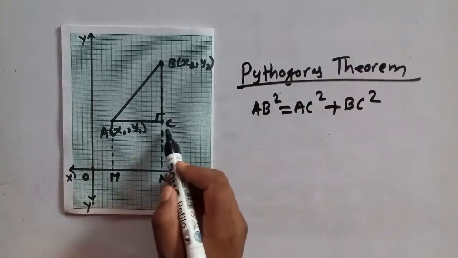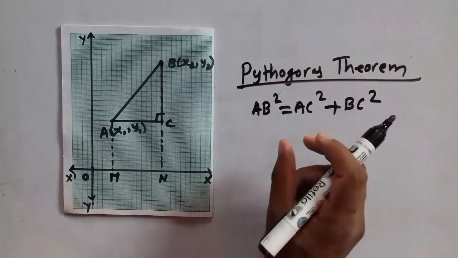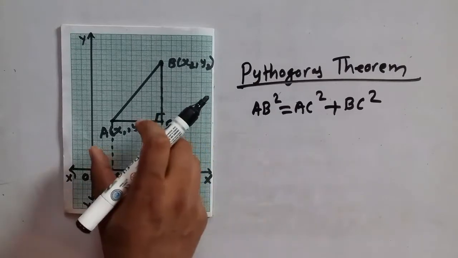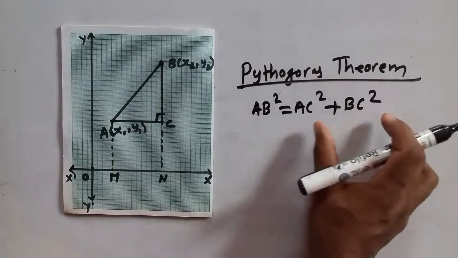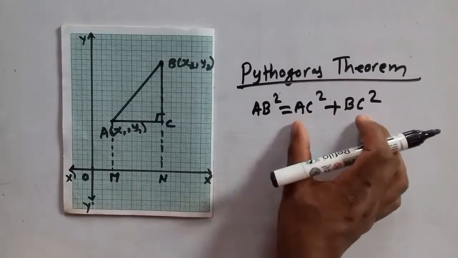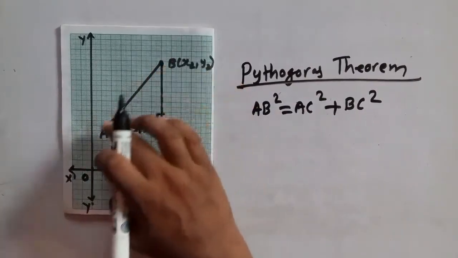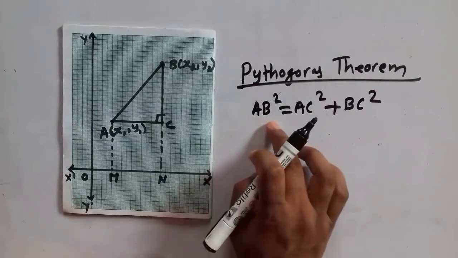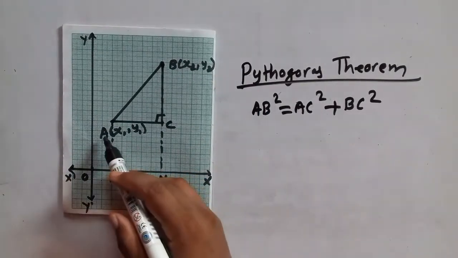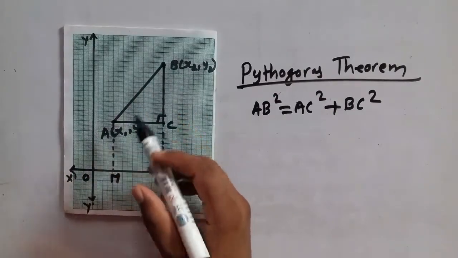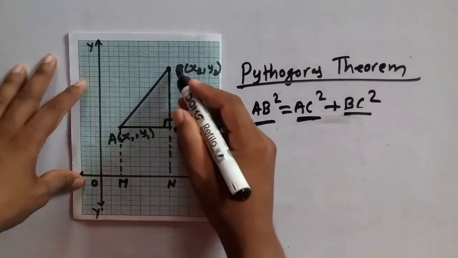Here the square of AC and the square of BC, and the sum means the answer that we get after adding the square of this plus the square of this. When we add this, what will be the sum? That will be equal to the square of this side AB, meaning the square of the longest side. So Pythagoras theorem means the square of the longest side is equal to the sum of the squares of the other two sides.